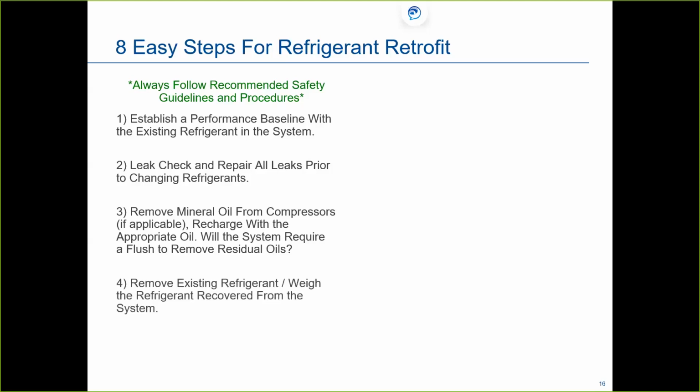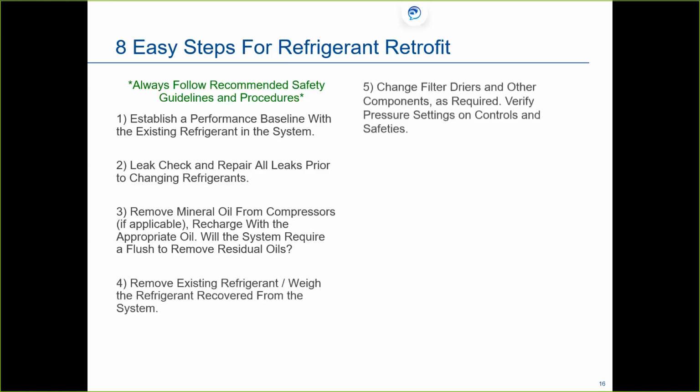Remove existing refrigerants. Weigh the refrigerant recovered from the system. Change filter dryers and other components as required, and then verify pressure settings on the controls, safeties. Evacuate system down to 250 microns. Verify system is leak-free. And it doesn't necessarily have to be 250 microns.